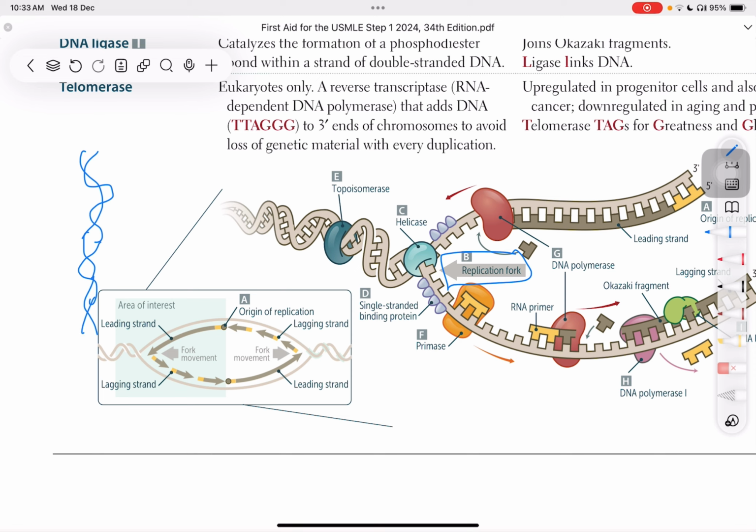To start the replication, we need to open up this DNA. To open up this DNA, we need to select the site. The site selectivity: so, what does the ORI contain? AT-rich sequence. Why AT-rich sequence? Because it's a double bond and very easy to break there.